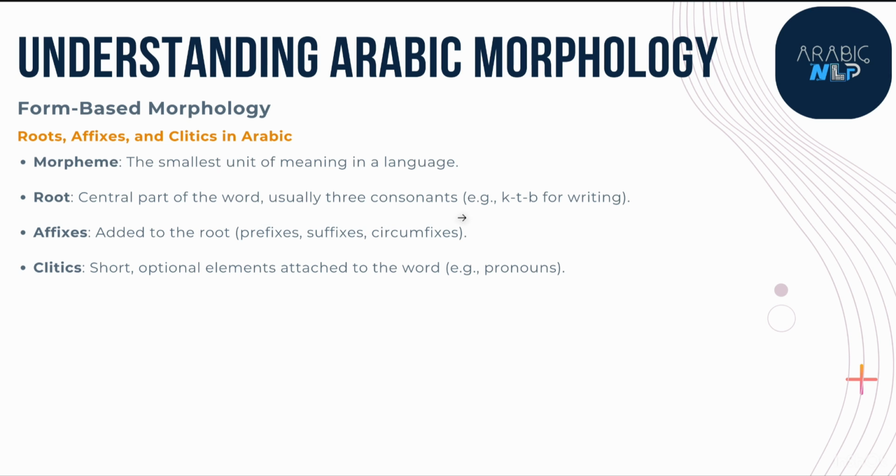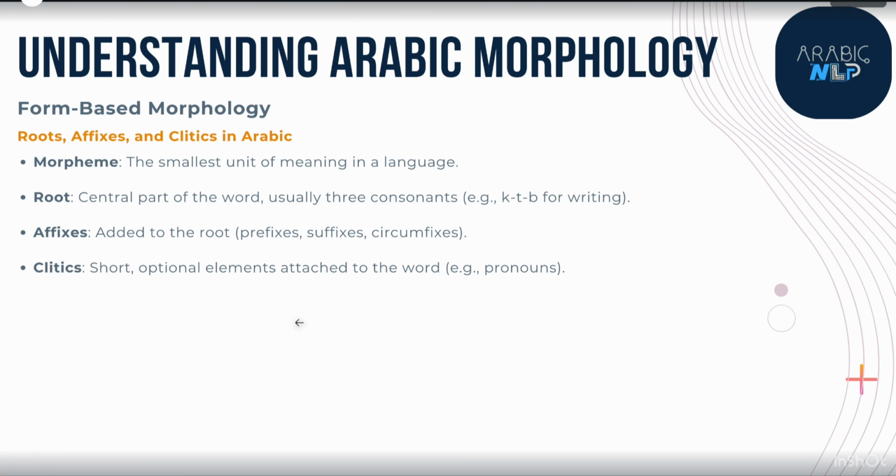Usually in Arabic, we have three consonants. For example, kataba, which is for writing, and we have the affixes, which are added to the root. So we have the prefix, the suffix, and the clitics, which are short, optional elements attached to the word, as we have seen in previous examples here.